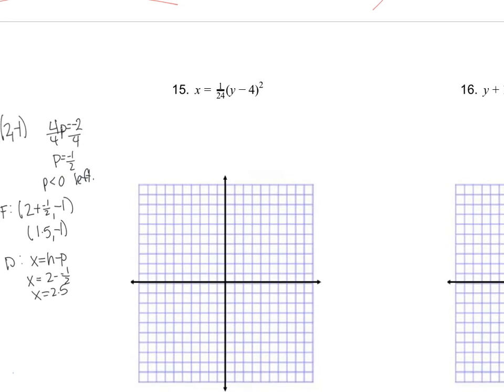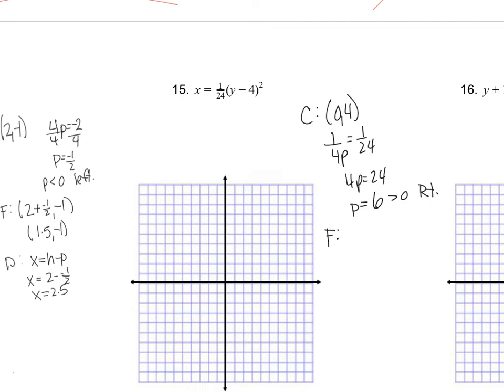Alright, so number 15, let's start with our center. Our center is going to be at 0, comma 4. Let's find 1 over 4p equals 1 over 24. So 4p equals 24. P equals 6. So it's greater than 0. So we're opening to the right.